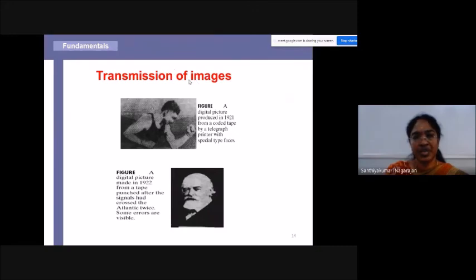These are the very first transmissions of images: a digital picture produced in 1921 from a coded tape in the telegraph, printed with specific typefaces, which they are showing. It was a picture from 1921 and it was transmitted over a long distance by a telegraphic printer at that time, in the early 20th century. Then digital images were made in 1922 from a tape punched after the signals which were sent across the Atlantic. Some errors are visible here.